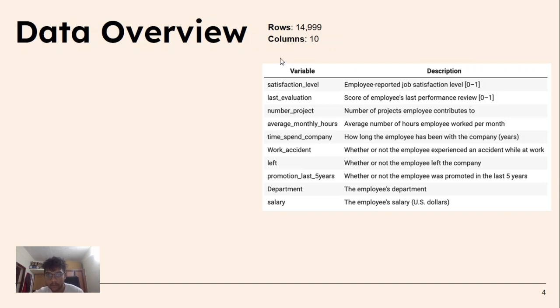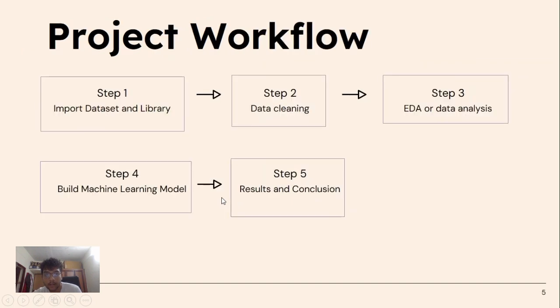Then there's last evaluation, which is the employee's latest performance review. Then the number of projects that the employee contributes to, the average number of hours the employee worked per month, the time the employee has been associated with the company, and work accident, that is whether or not the employee experienced an accident while at work. And obviously left, which is the target variable of whether or not the employee left the company. Promotion last 5 years is whether an employee received a promotion in the last 5 years, and then the department that the employee belonged to, and the salary that the employee is currently earning.